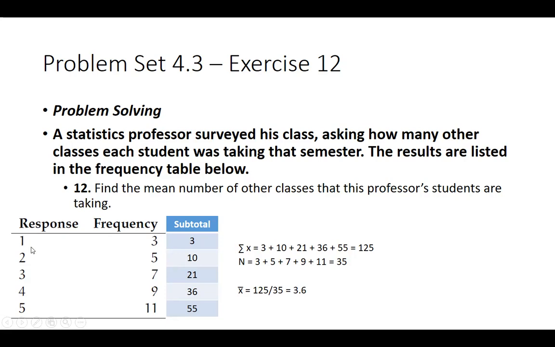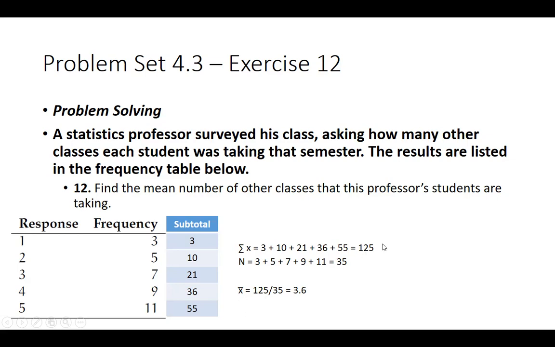Because remember, what this would look like all pieced out is 1, 1, 1, 2, 2, 2, 2, 2, 3, 3, 3, 3, 3, 3, 3, 4 nine times, and 5 eleven times. That's 3 ones, 5 twos, 7 threes, 9 fours, 11 fives. And if I add those all up, that would be adding up the subtotal column. 3 plus 10 plus 21 plus 36 plus 55 gives me the sum of X's of 125.